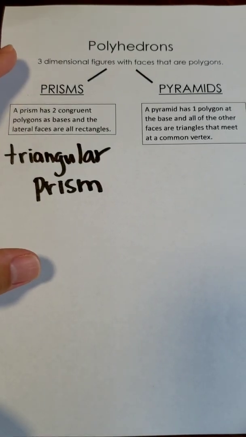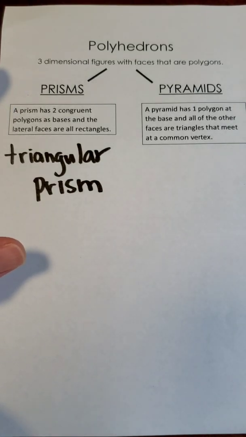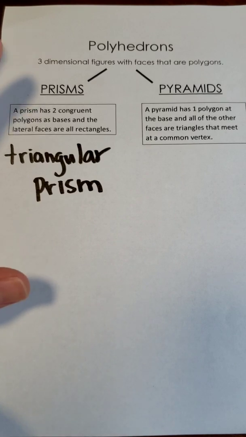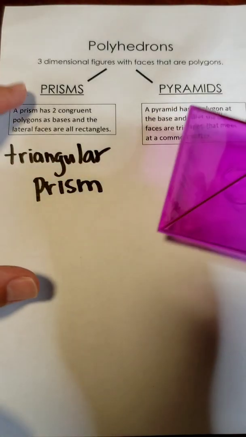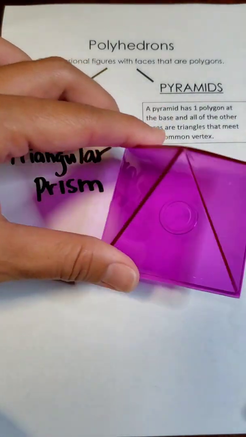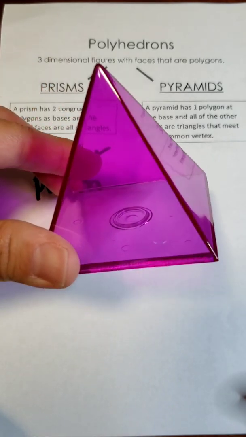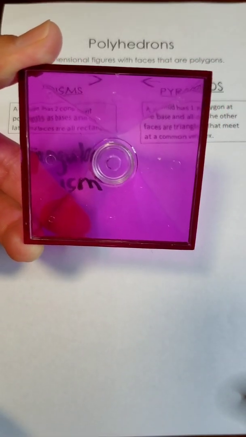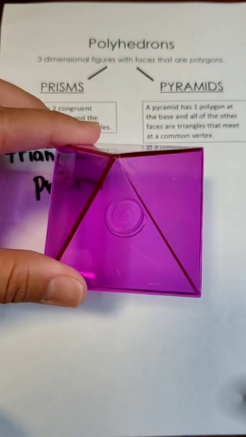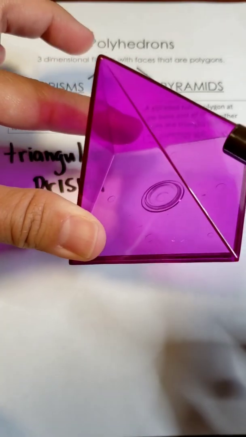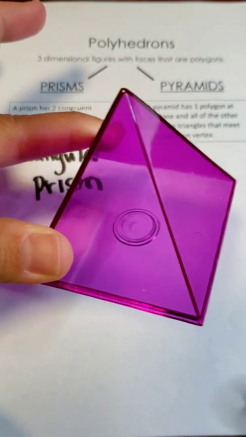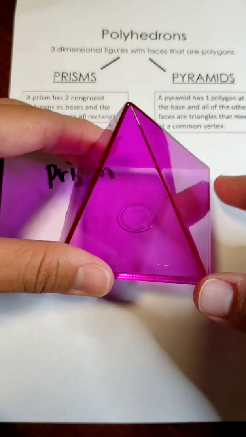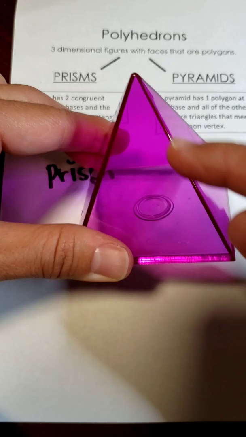All right, now let's look at pyramids. A pyramid has 1 polygon at the base and all the other faces are triangles that meet at a common vertex. So I'm going to bring a pyramid over here. Let's look at this pyramid. We have one polygon at the base. Look at the base. What shape is that? Yep, that's a square. So we have our base, and then all the other faces all around are going to be triangles. That's what's going to make this polyhedron a pyramid. And if you notice, all of those faces meet up here at one point.